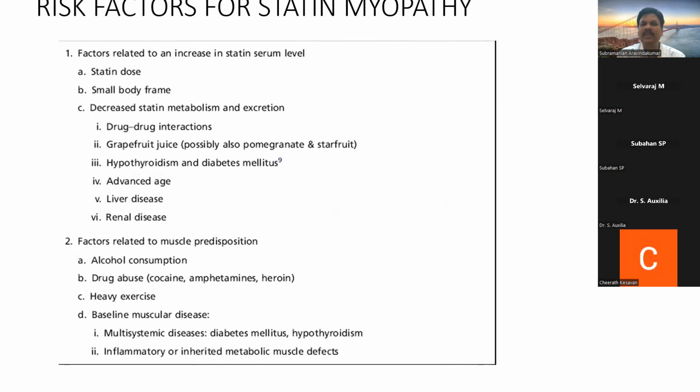statin myopathy. So why is it there? A high dose of statin can cause statin myopathy. A small frame, a small individual, 50 to 60 kg, can get statin myopathy. Grapefruit juice frequently, hypothyroidism, diabetes, all these things can increase your statin level and cause myopathy. Alcohol consumption and heavy physical exercise can cause myopathy. So now you know the reasons for having myopathy in spite of the same dose.